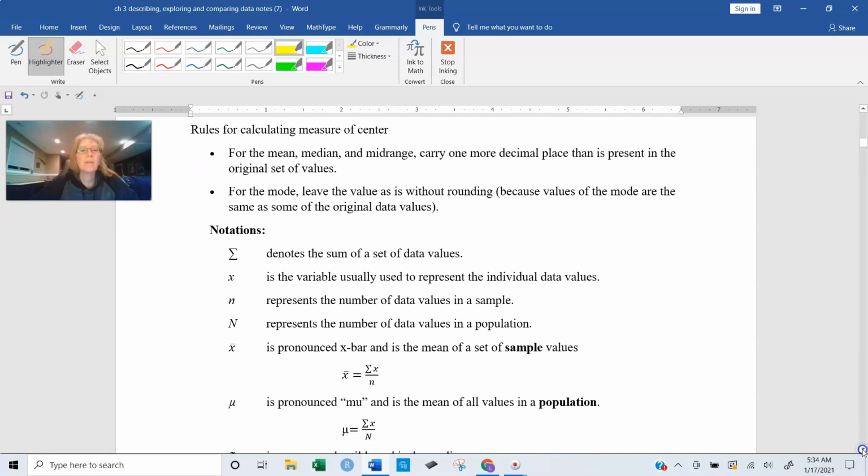For rounding, the measure of center is given with one more decimal than the original data values, nothing new. The mode, you don't change. You leave it because it's actually one of the values in the data.